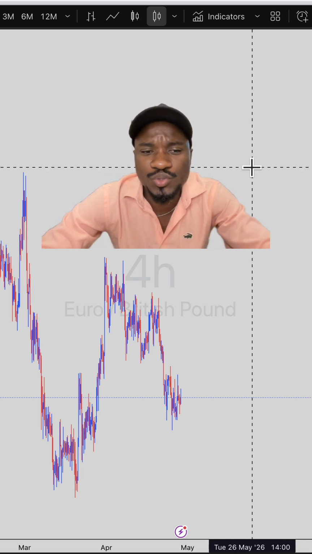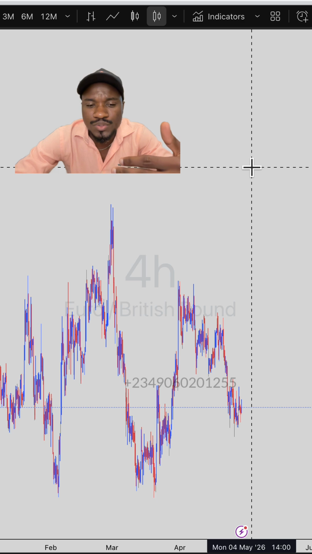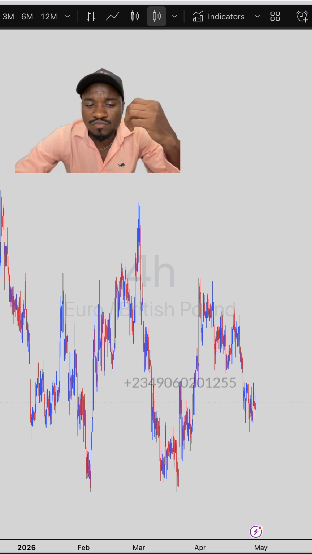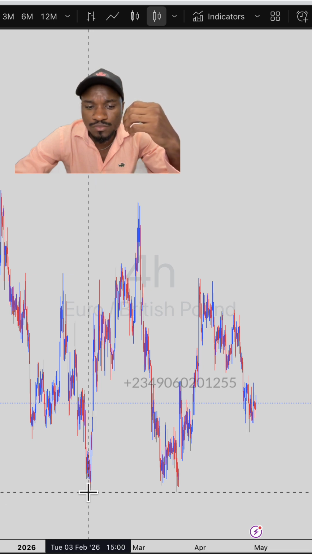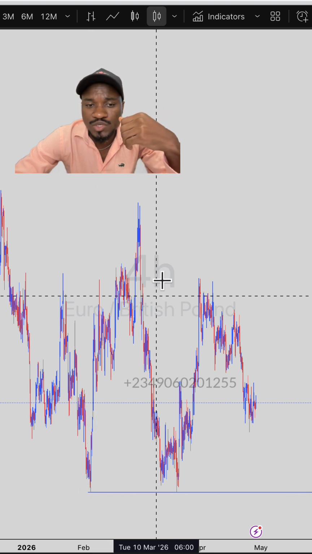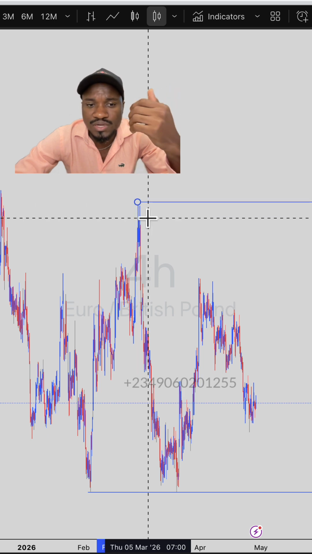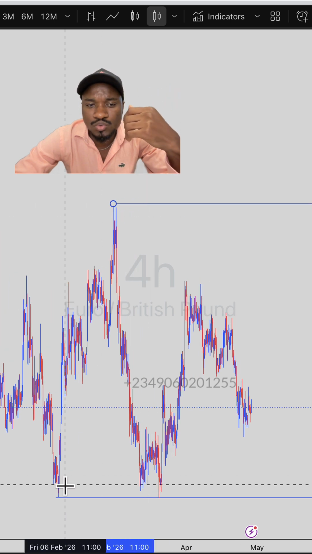Now, what you need to do is first mark out the troughs and peaks in the market, and this is how to do it. You zoom out your chart, look for the lowest point, which is called the trough, and mark it out. Then look for the highest point in that zone and mark it out. You can see right now, we have the lows and the highs.